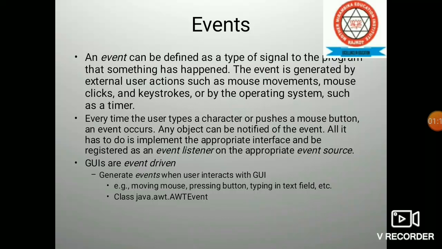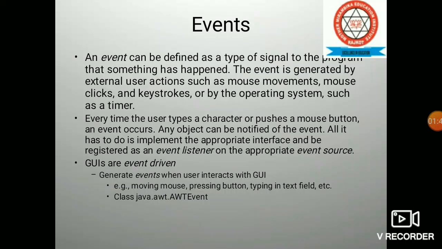Every time the user types a character or pushes a mouse button, an event occurs. Any object can be notified of the event. All it has to do is implement the appropriate interface, and be registered as an event listener on the appropriate event source. Graphical user interfaces, abbreviated as GUIs, are event driven. They generate events when the user interacts with the GUI.